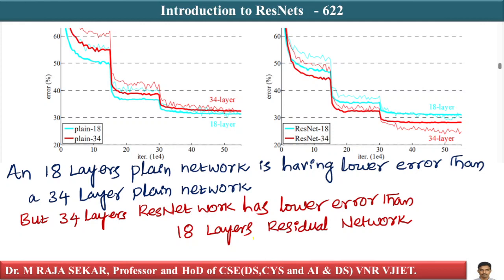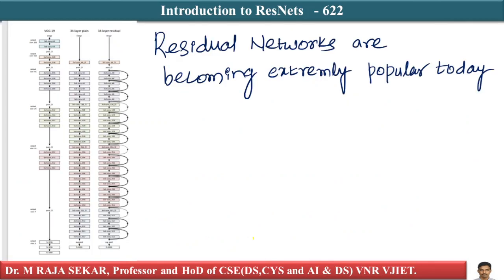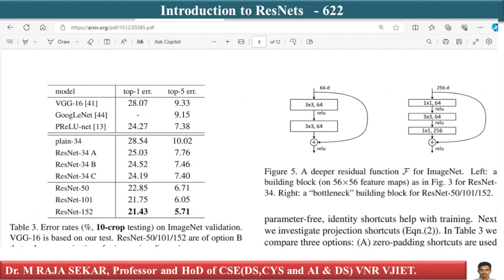Residual networks are becoming extremely popular today. Again, there are more variations. Just see here, this is one form of identity. This is another form of identity, isn't it? We have experimented with lots of variations.